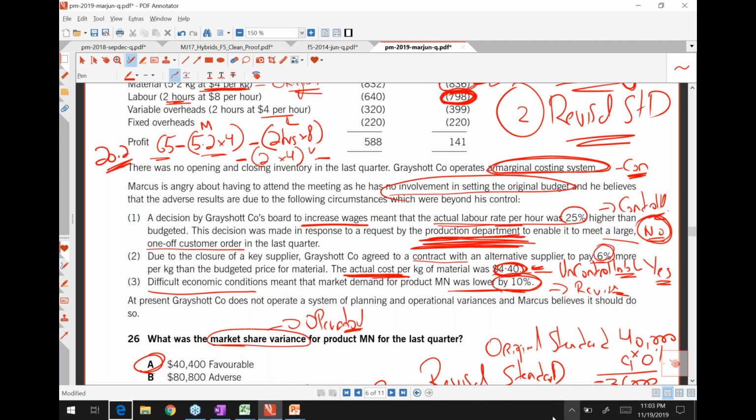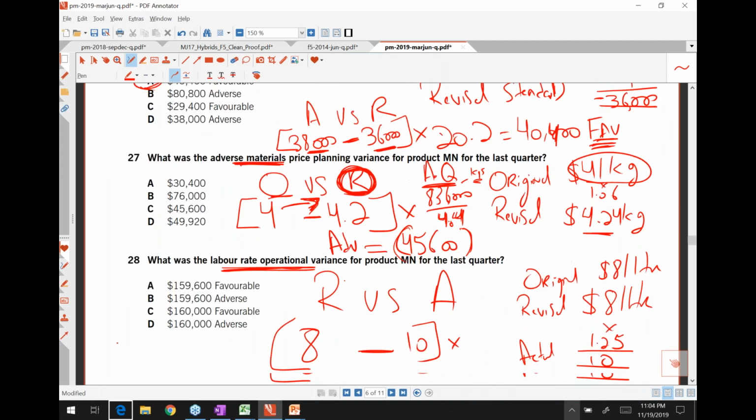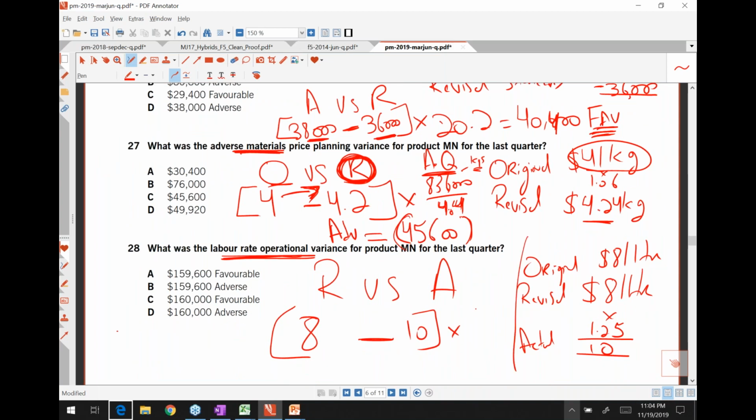And I'll divide this with actual rate per hour. So 798,000 divided by 10 will give me actual hours. Okay? So it's R versus A. And what is the answer? The answer is B.